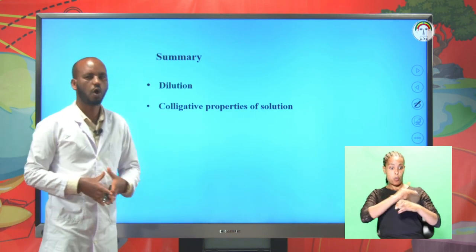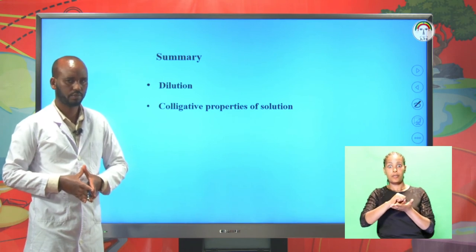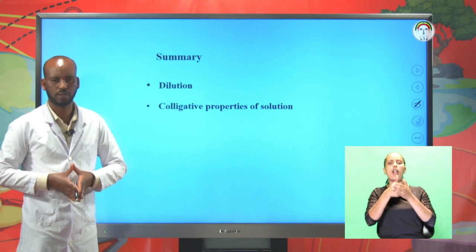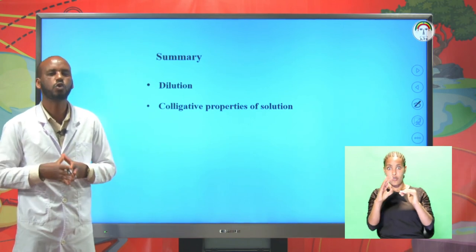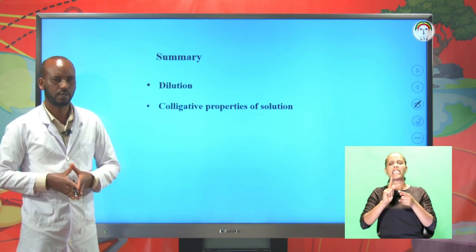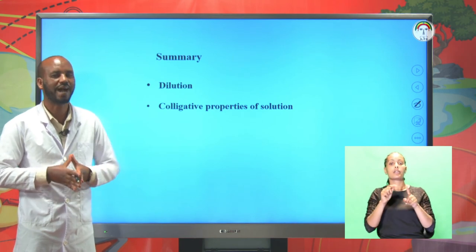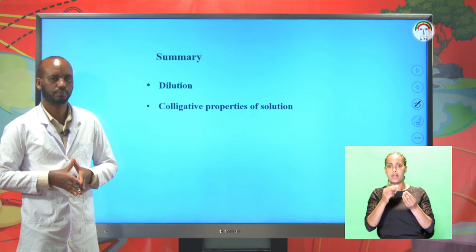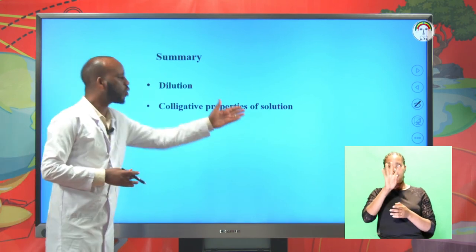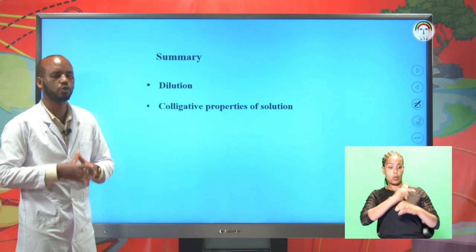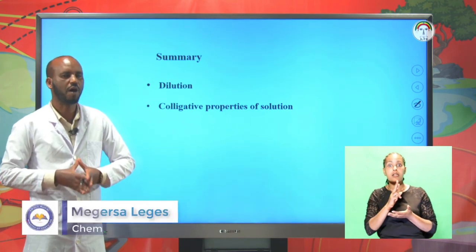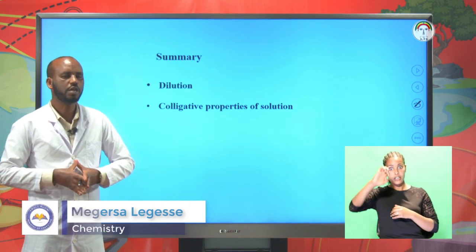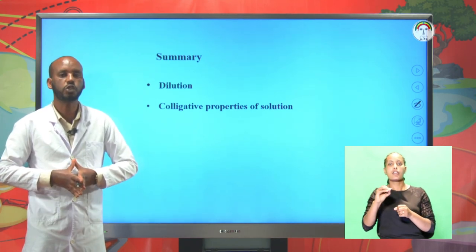Colligative properties of a solution are properties that depend on total amount or total concentration of solute particles, but not on the kind and nature of solutes. The four most important colligative properties of a solution are vapor pressure lowering, boiling point elevation, freezing point depression, and osmotic pressure.